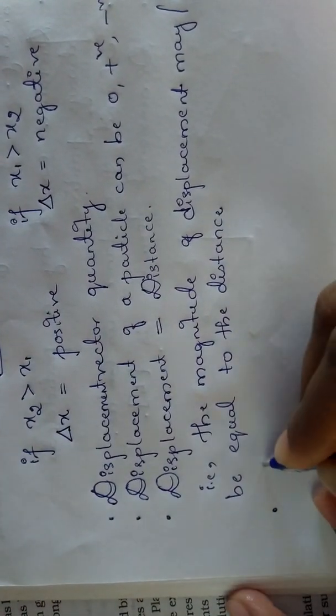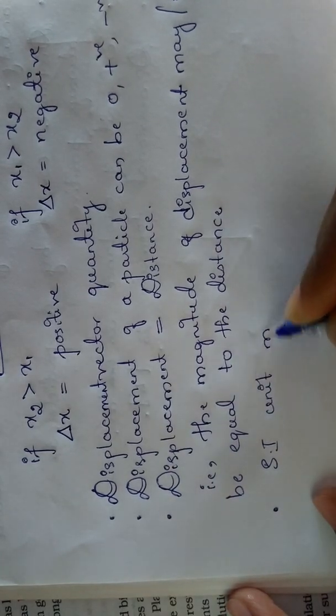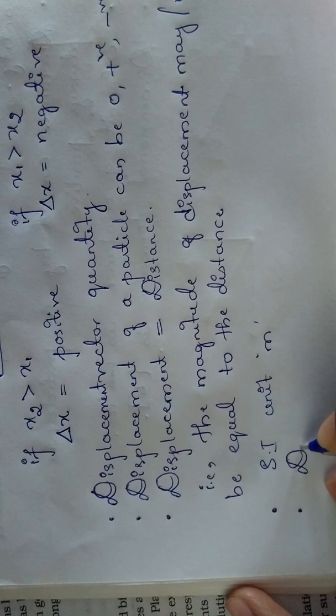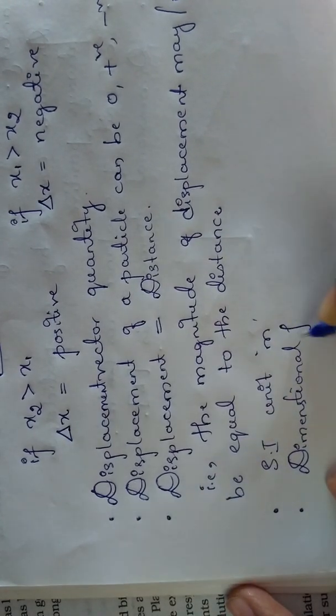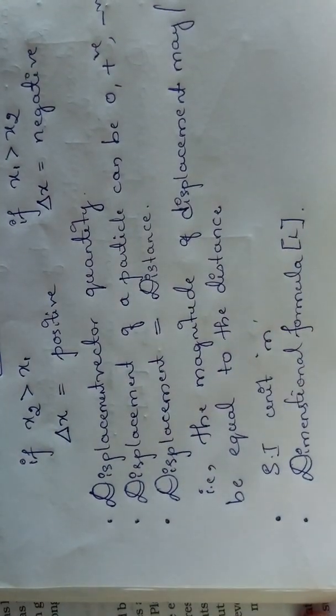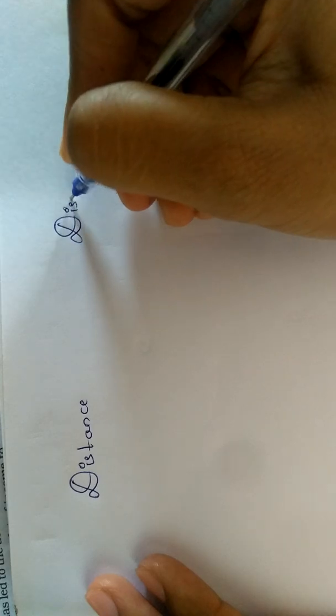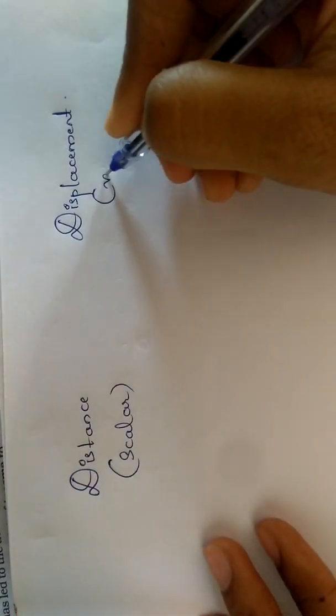It is again the same. The SI unit is meter. The dimensional formula is L. Now you have understood what is distance and what is displacement. Distance is a scalar quantity, displacement is a vector quantity.